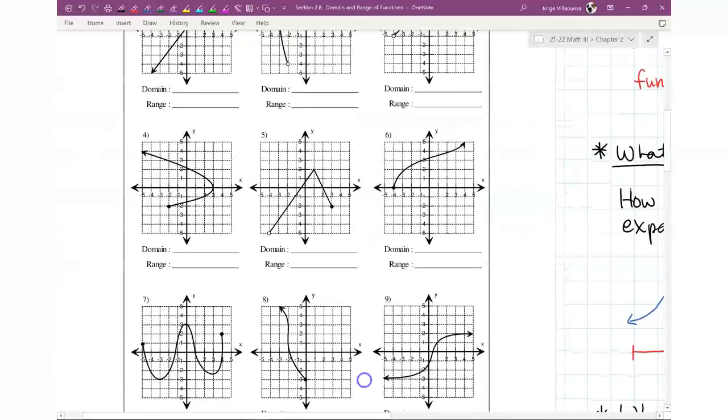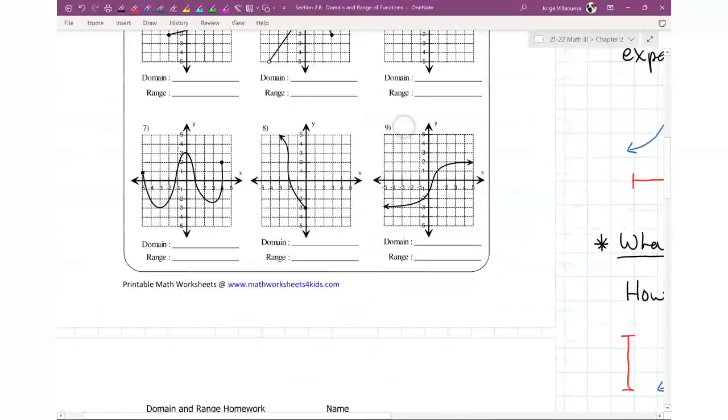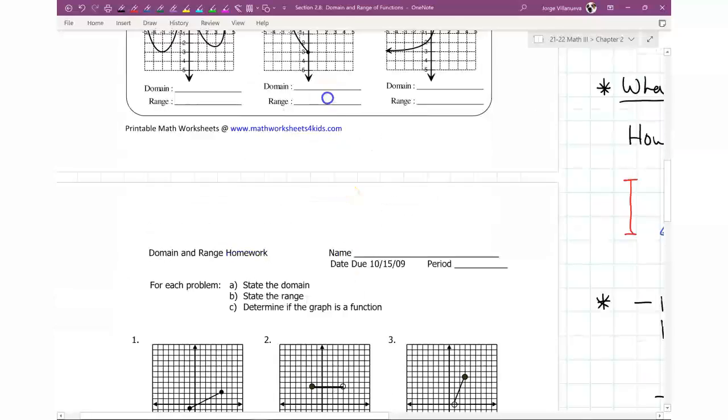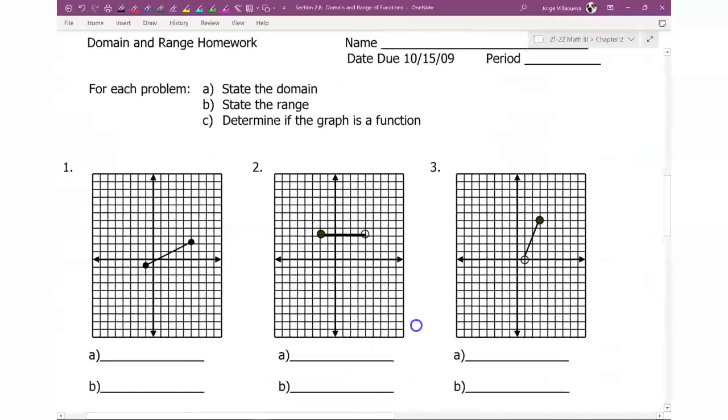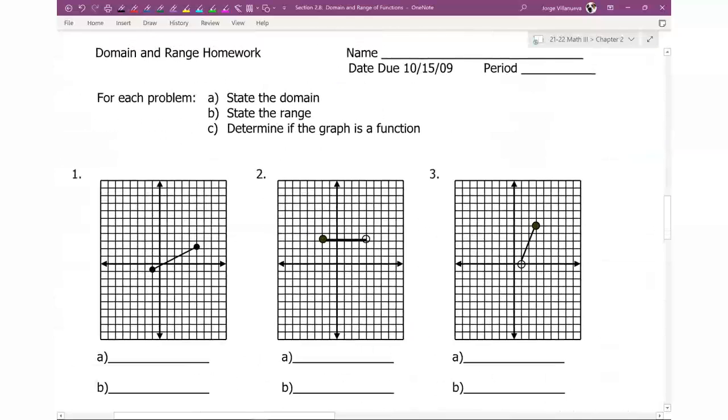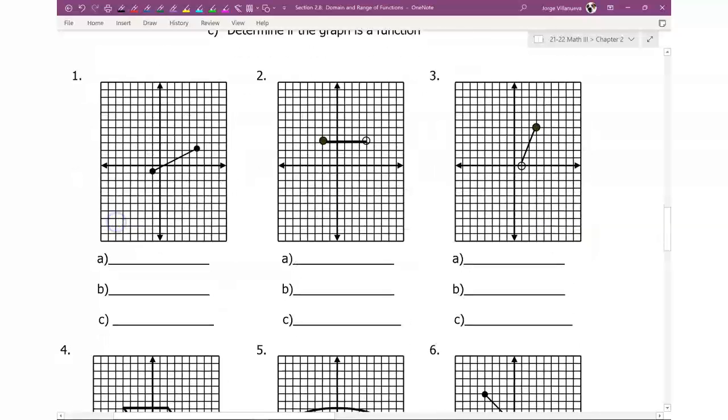So we'll start up here. Actually, you know what? These are a little bit on the tougher side, so we'll end with those. Notice the instructions here. It says, state the domain, state the range, and tell us if it's a function. So let's start with the function first, okay? Look at question number 1. Is question number 1 a function? Let's see.